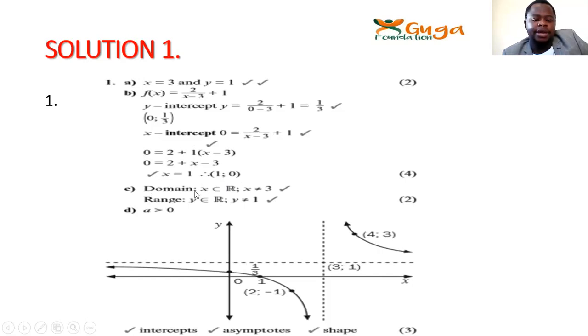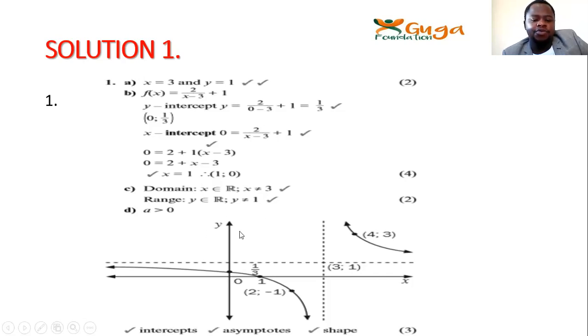And then for the domain, I said x is an element of real numbers where x will never be equal to 3. And then on your range, it will be y is an element of real numbers whereby your y will never be equal to 1.